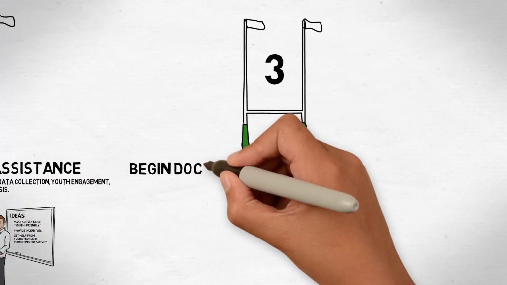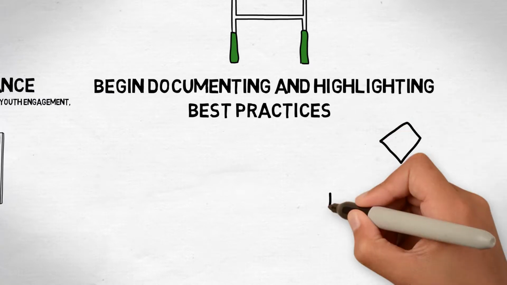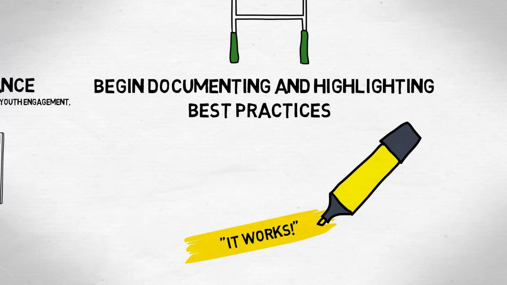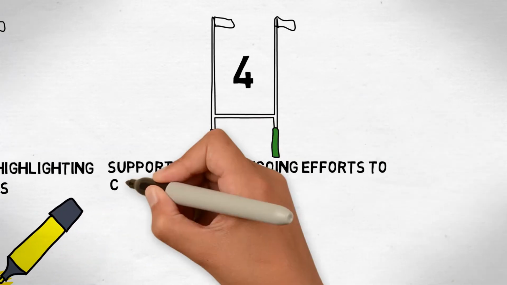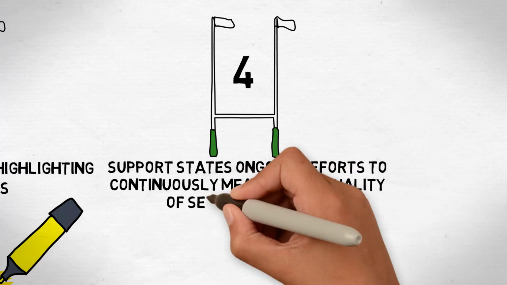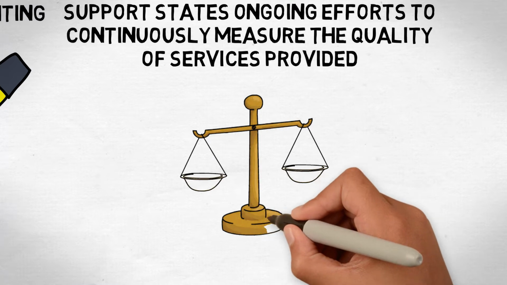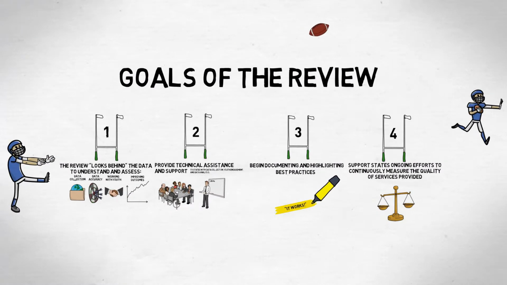The third goal of the review is to begin documenting and highlighting best practices. In other words, what's working. Finally, the NYTD Reviews support states' ongoing efforts to continuously measure the quality of services provided by determining the impact those services have on children and families. Collectively, we call these efforts Continuous Quality Improvement, or CQI.